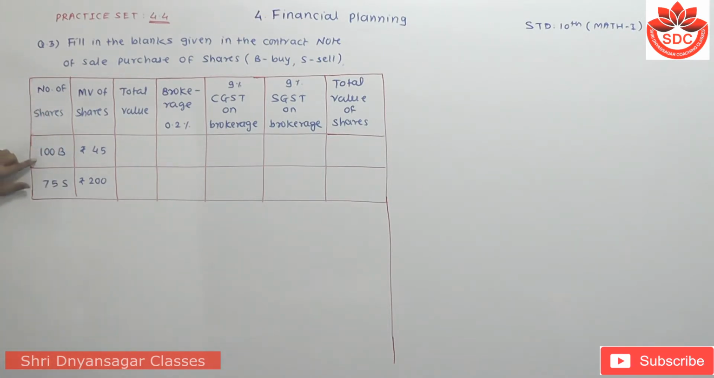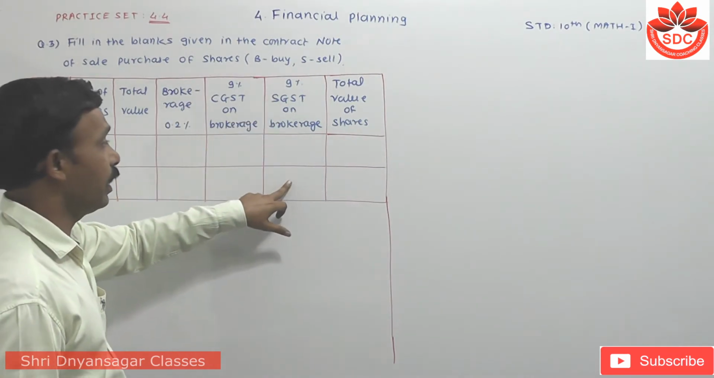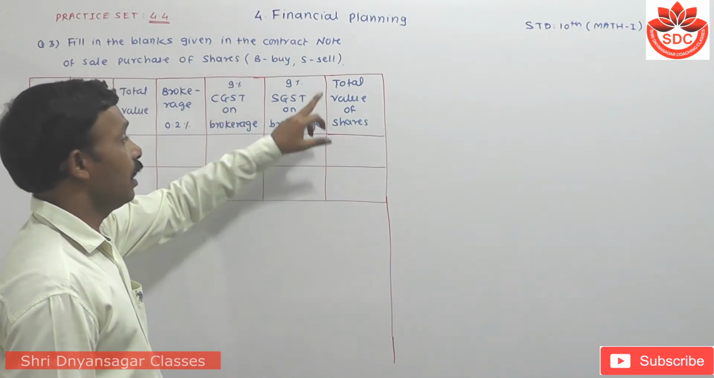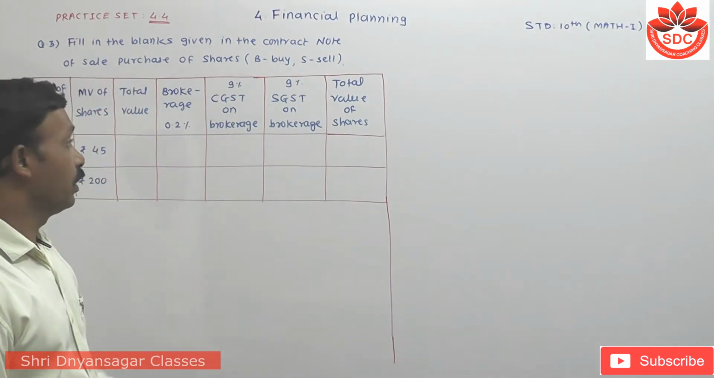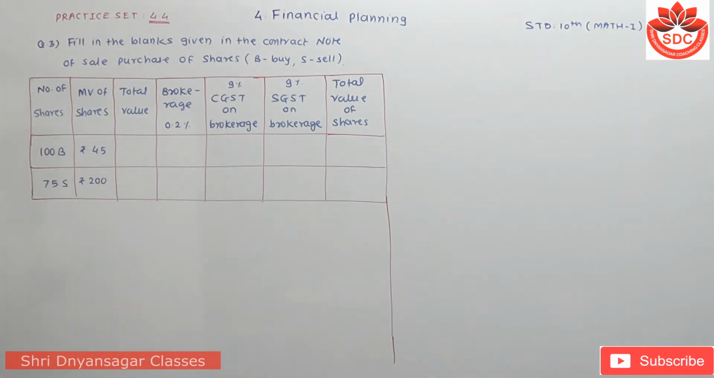Here the number of shares is 100, B means buy, and here it is 75, S means sell. The MV of the shares are rupees 45 and rupees 200. We have to find out the total value, brokerage, 9% CGST on brokerage, 9% SGST on brokerage, and the total value of the shares. It means you have to find these five parts. Now we have to find them one by one.